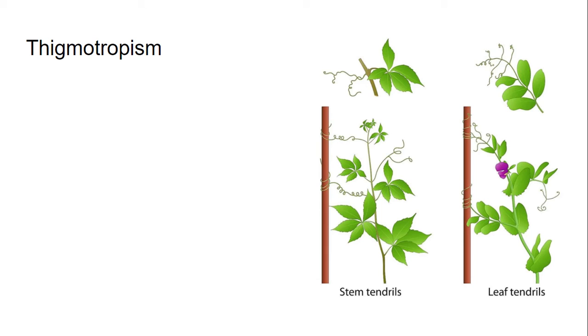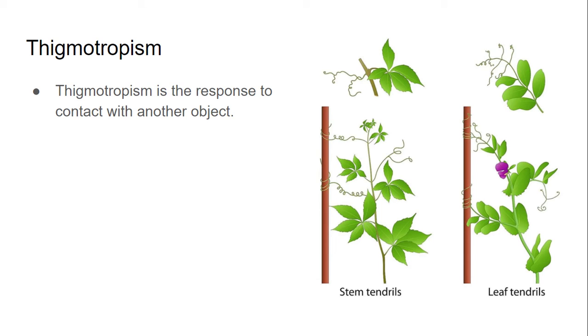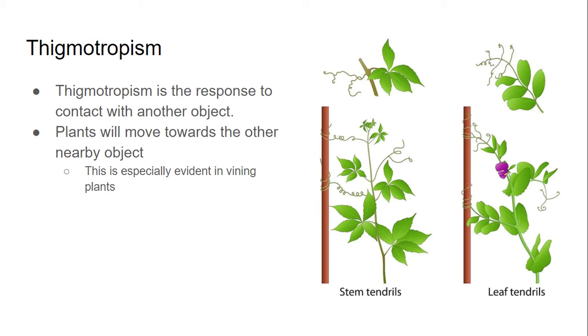The next type of tropism we're going to look at is thigmotropism. So this is the response to contact with another object. So many times plants will move towards another nearby object. This is especially evident in vining plants. If you have some sort of vining plant and it sees something around it, it's going to start circling or touching that object that is next to it. And so a lot of plants undergo this thigmotropism.